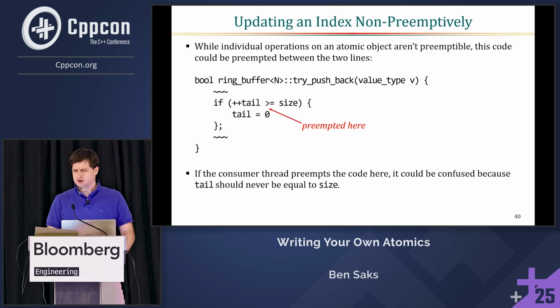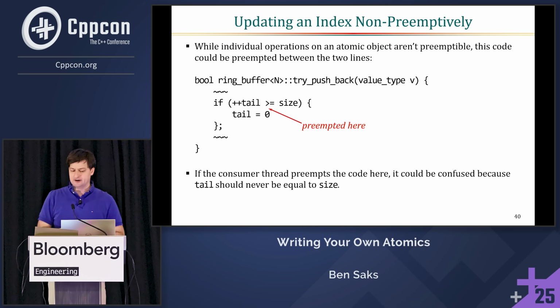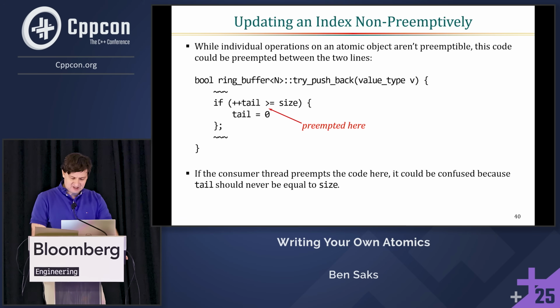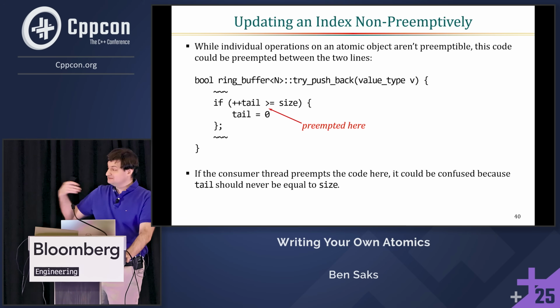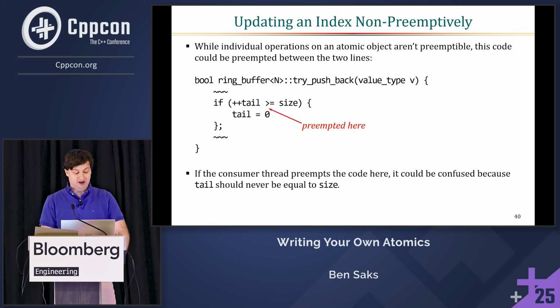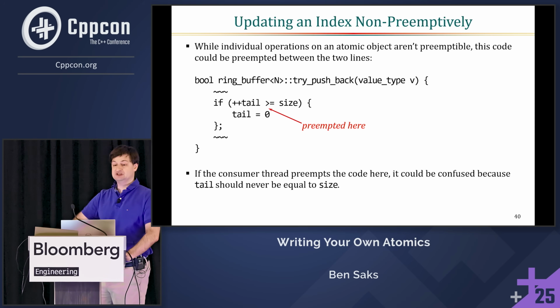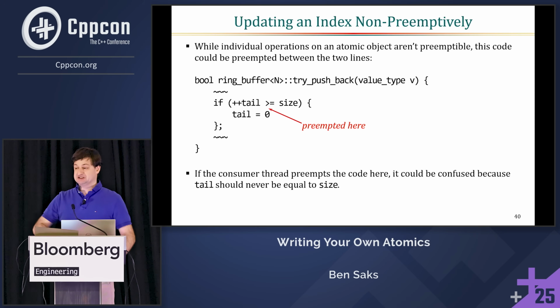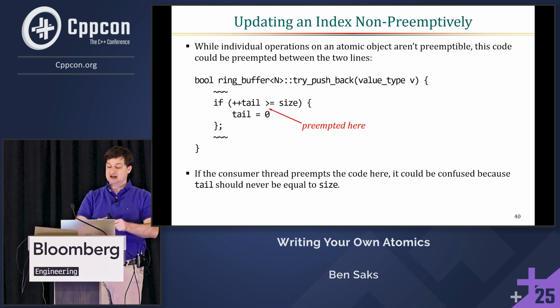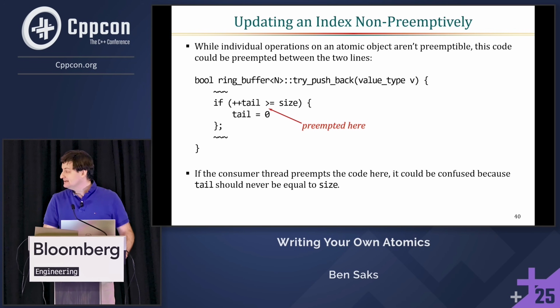This code still wouldn't work correctly because preemption could still occur between the two operations, between the increment and setting the tail to 0 here. If that happens, another thread, maybe one that's calling try pop at this point, might be confused because it would see the tail as being equal to size at that point, which isn't supposed to be possible given the class invariance. It's supposed to be that the tail is always somewhere inside the bounds of the array. So that's no good.